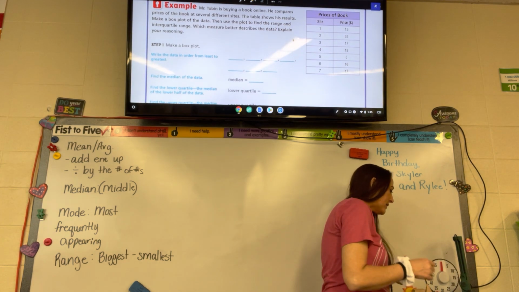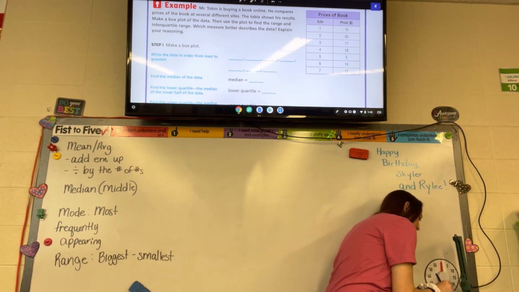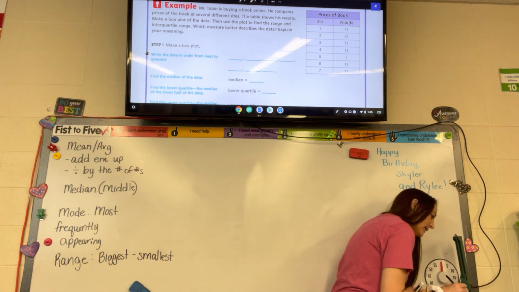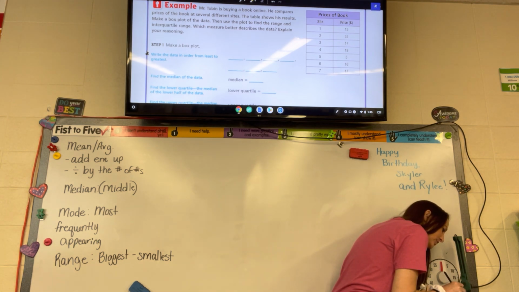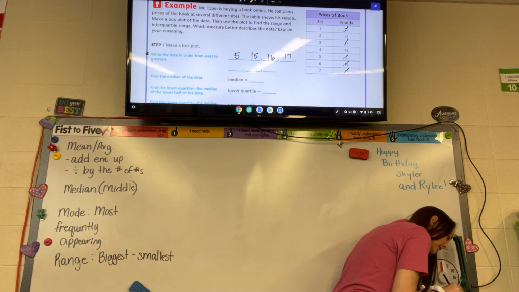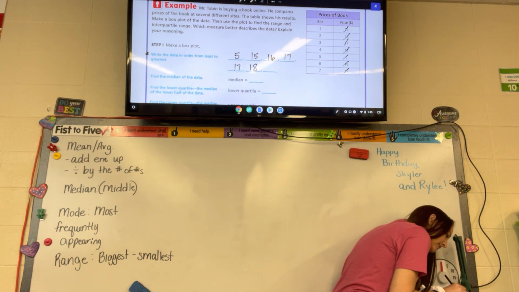They want us to make a box plot. So the first thing that we have to do, like it says, is write the data in order from least to greatest. So the smallest or the cheapest book price is $5. And then we have a $15 and a $16. Two of them are $17. Then an $18 and a $35.